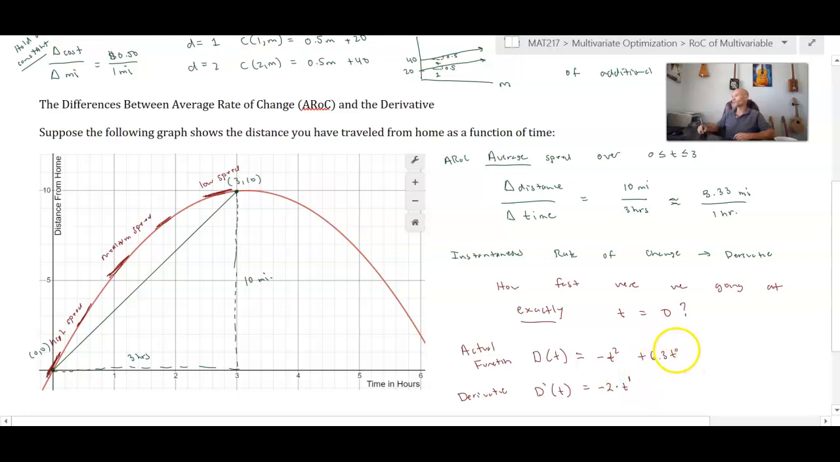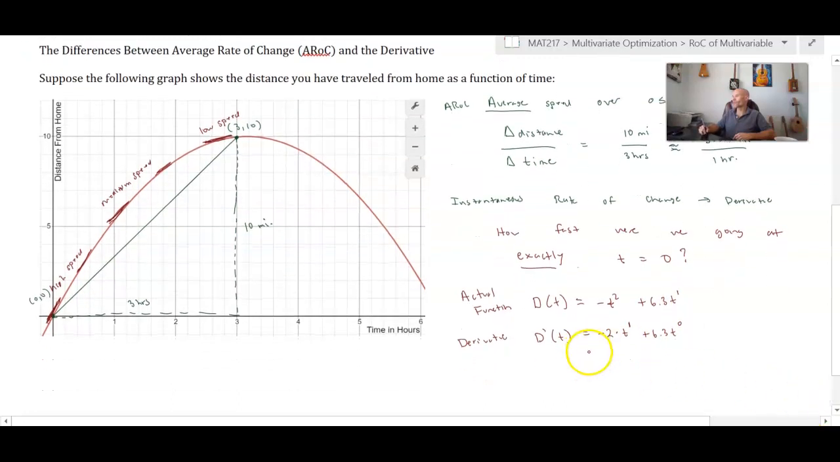The derivative of 6.3t to the first would be the same thing. 6.3 times 1 is 6.3. And then subtracting 1 from the exponent gives 0. In other words, the slope of 6.3t is just 6.3, because t to the 0 is 1. So negative 2t plus 6.3. So this is our derivative function.